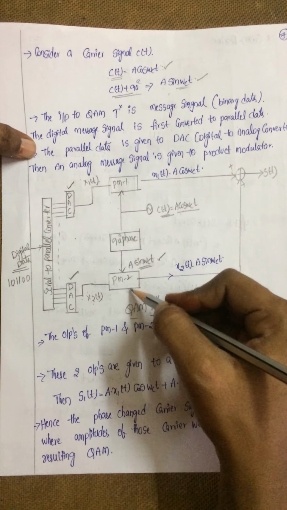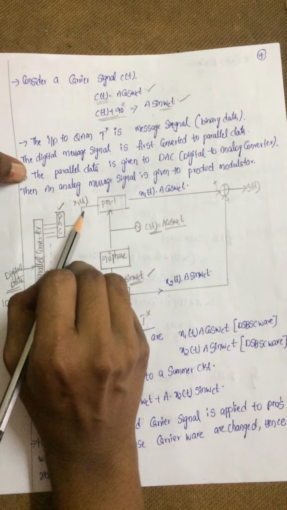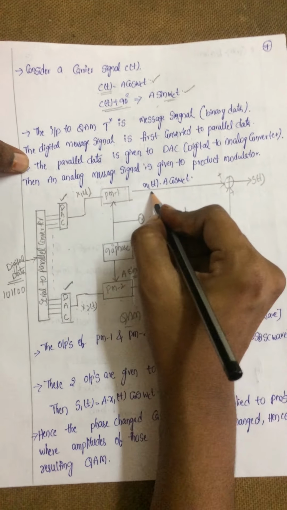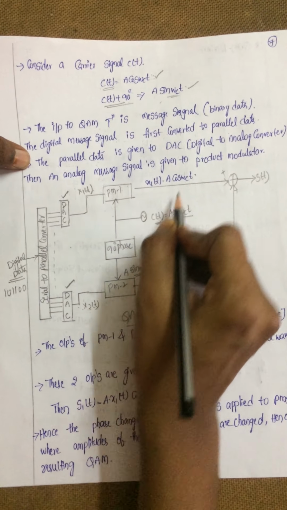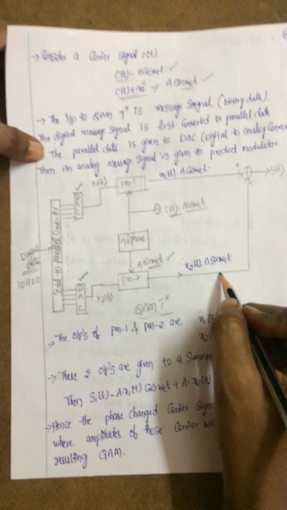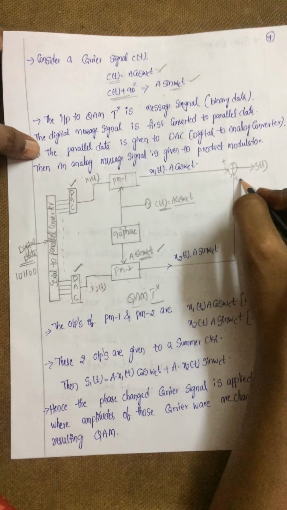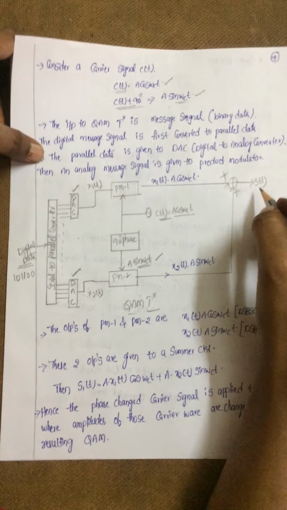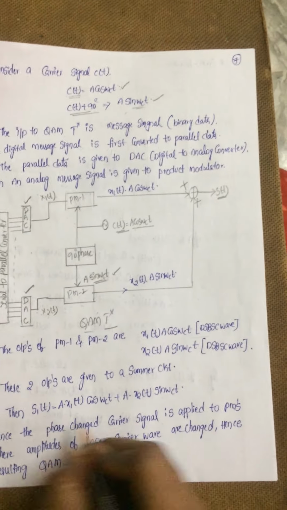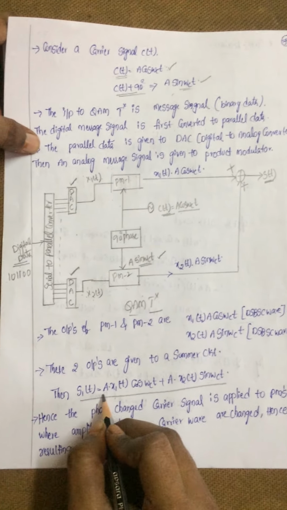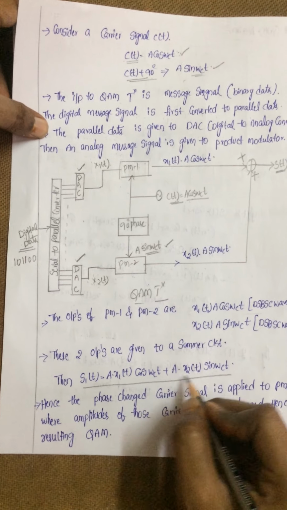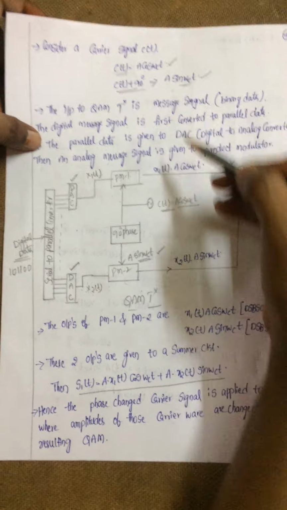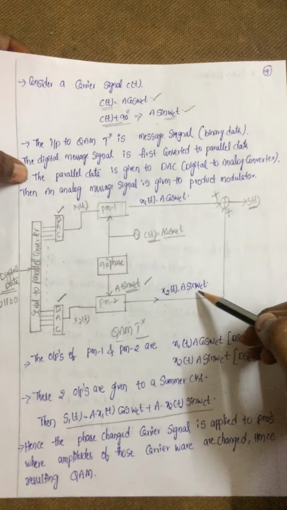These two product modulators will perform the multiplication operation between these two as well as between these two, and we are getting this value x1 of t into A cos omega ct, x2 of t into A sin omega ct. These two are given through a summer. Two plus operations are there, means we have to perform addition, and we are getting this final equation, that is A into x1 of t cos omega ct plus A into x2 of t sin omega ct. First we have changed the phase of the carrier, then we are changing the amplitude of the carrier signal.